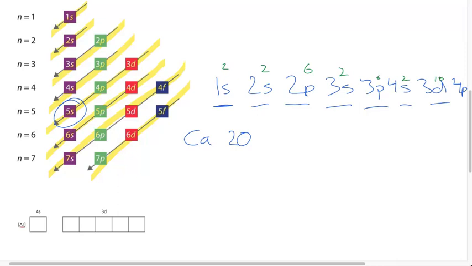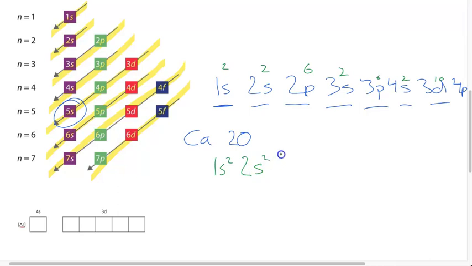So calcium. We're going to start out at the 1s orbital. Now, s can hold 2 electrons, so it's going to be 1s2. That orbital is now full. What I need though is another 18 electrons, so I'm going to start filling my next orbital, which will be 2s. So 2s2, I've now used 4 electrons.